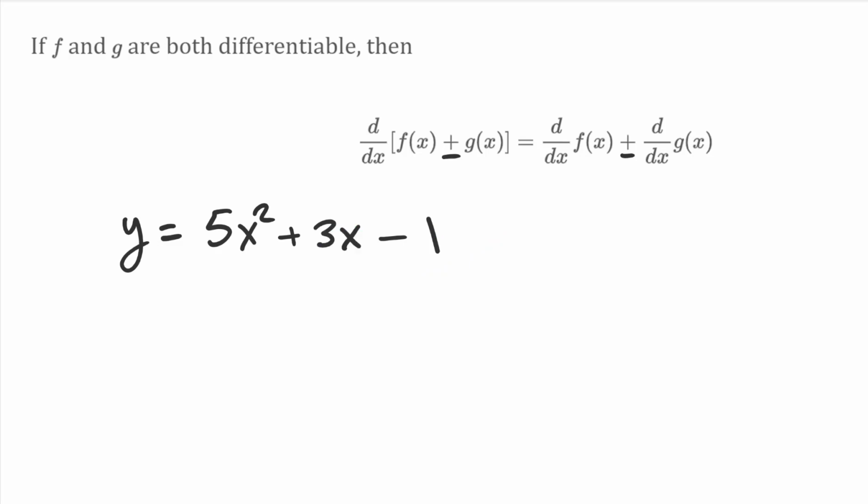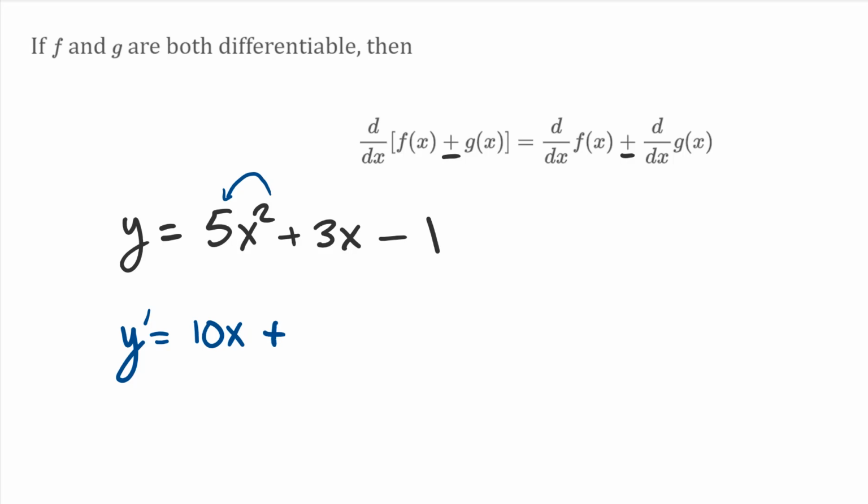So we'll go y prime. Now the 2 is going to fall to the front. And what's 2 times 5? That's 10. Now we're going to lose a power. 2 minus 1 is just 1, so we're not going to write anything. You could put the 1, but don't do that.